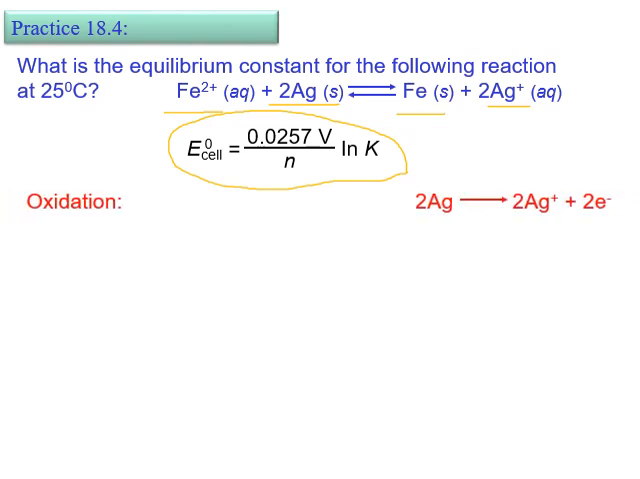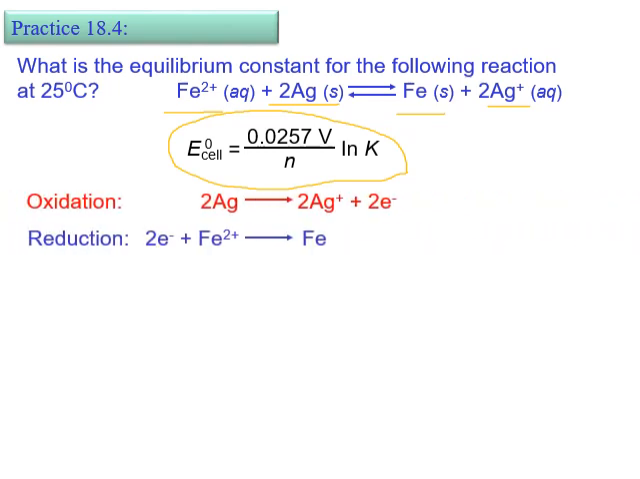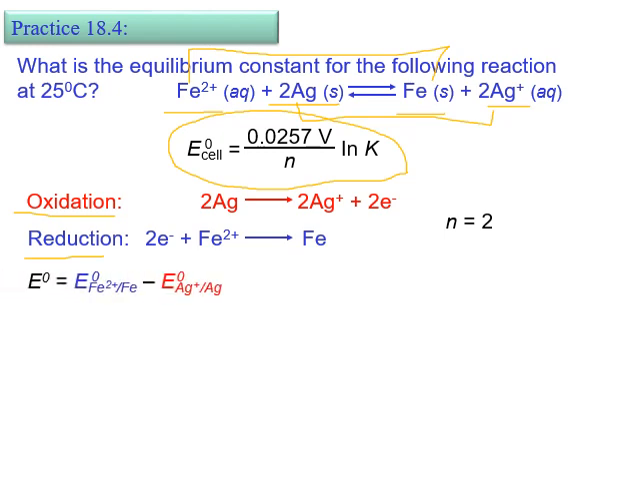So you can go to table 18.1 and get the half reactions for both of these. Now, how do I know which is oxidation and which is reduction? I know that from the balanced chemical reaction. Iron is going from iron 2 to iron metal. That is a reduction. Silver is going from silver metal to silver positive. That is an oxidation, and that's why they're labeled as such. Looking at your electrons, they are equal, so we don't have to multiply either half reaction by a factor.